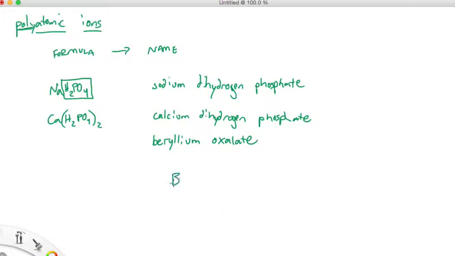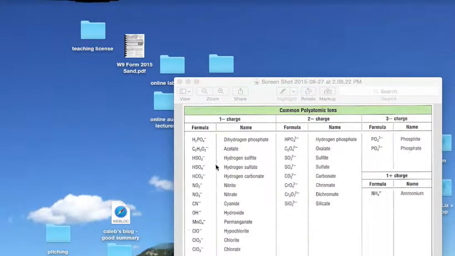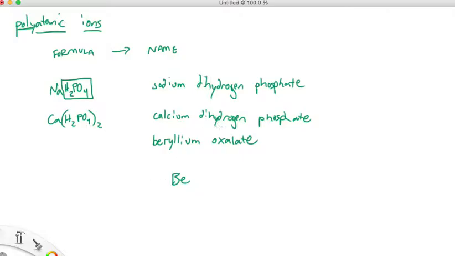So it's pretty easy to start off here. You just say Be. Okay, I'm writing the formula over here. This is my practice area. I'm going to be writing it over here shortly. Be, and then oxalate. Well, we look up in the chart over here. Where's oxalate? Do you see oxalate anywhere? There it is. C2O4, and it's negatively charged 2.